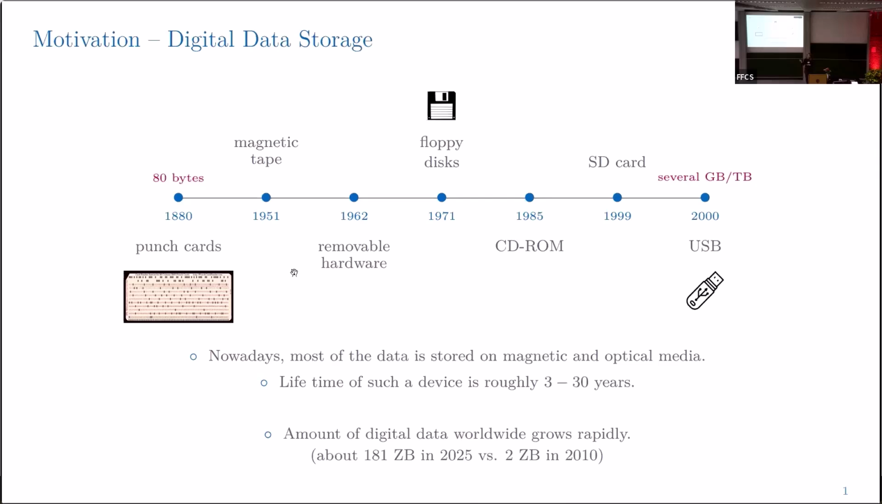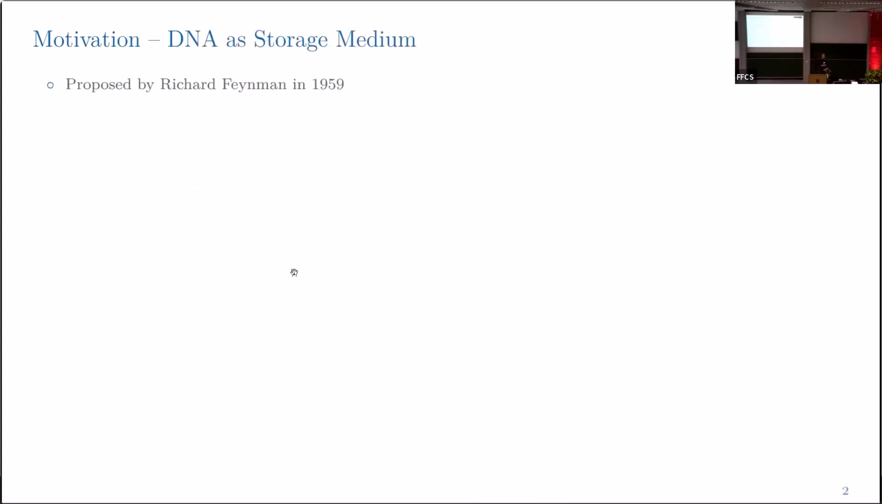And the devices that we have, they don't exist forever. The durability for a USB stick is roughly like 30 years or so. So we need to replace them every now and then. And we also need to be able to store more and more data. So what do we want to do? We want to use DNA, because we know that on our DNA, a lot of data is stored on a very tiny space, actually. So we want to use this idea.